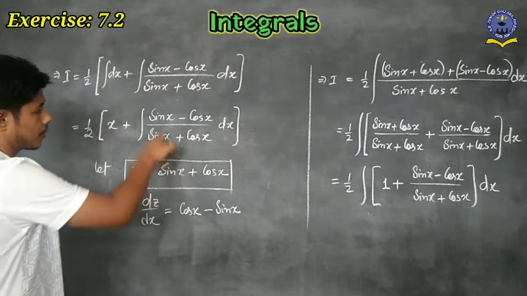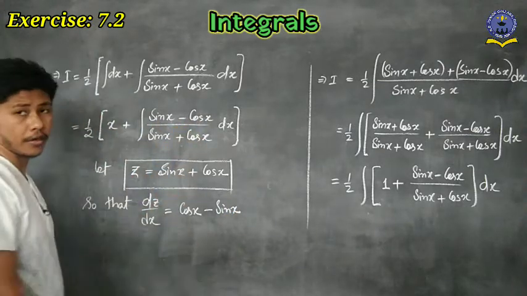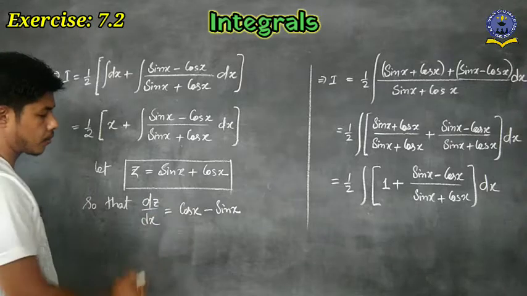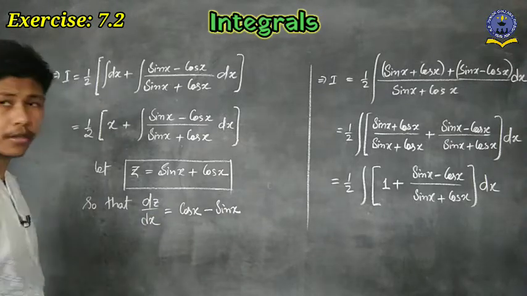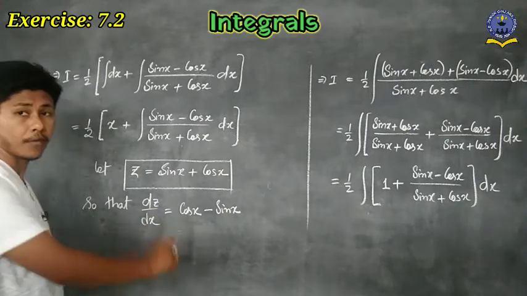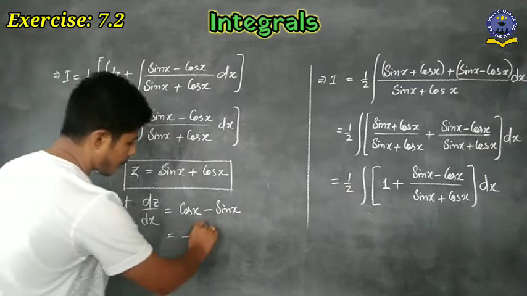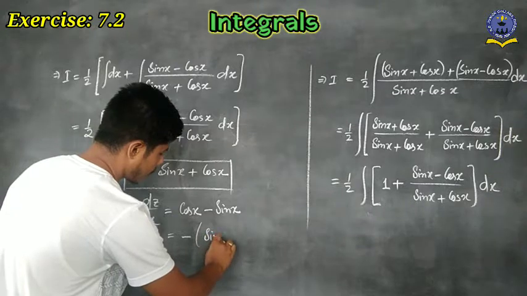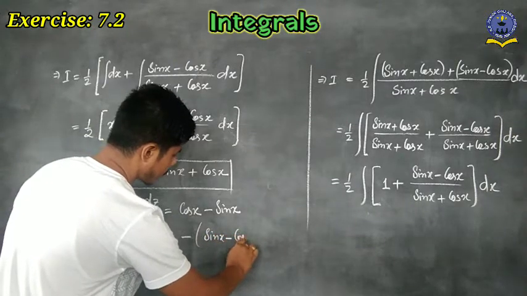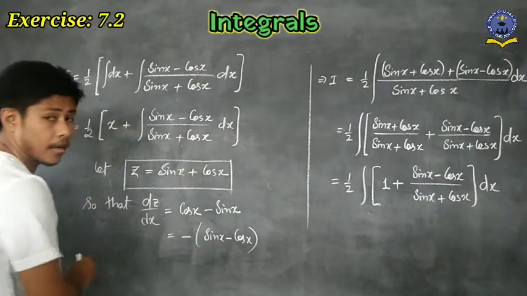So if you see this result here, sin x minus cos x is required, and here we get cos x minus sin x. So for that reason, we have to take minus common from here. If you take minus common, then we write this as sin x minus cos x. Is it clear?